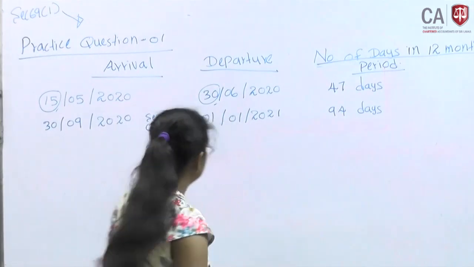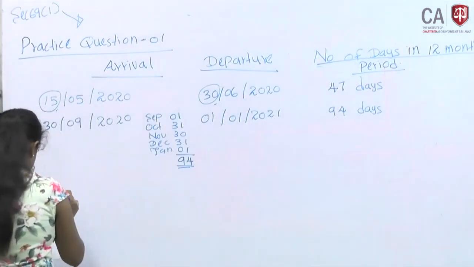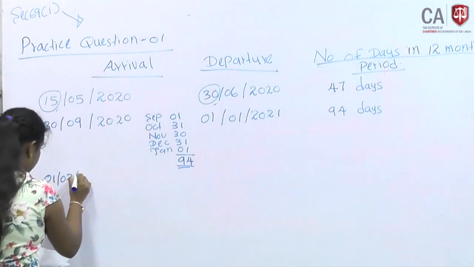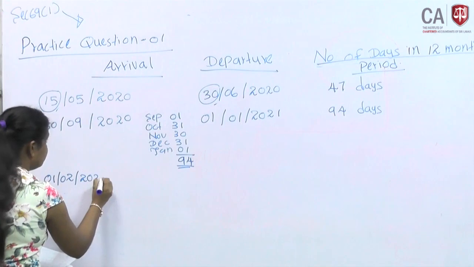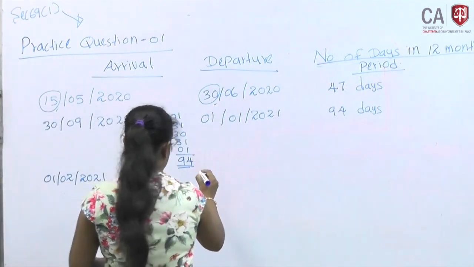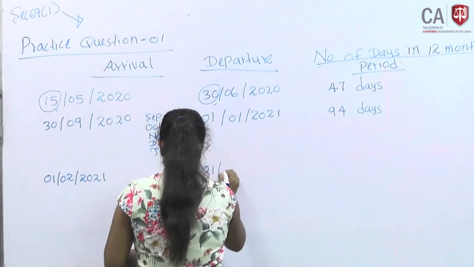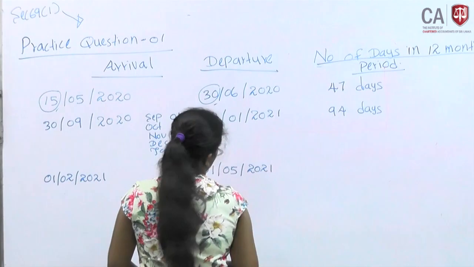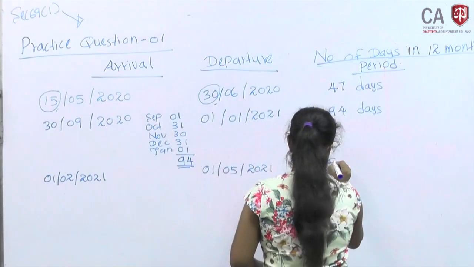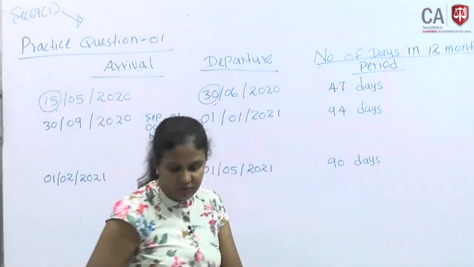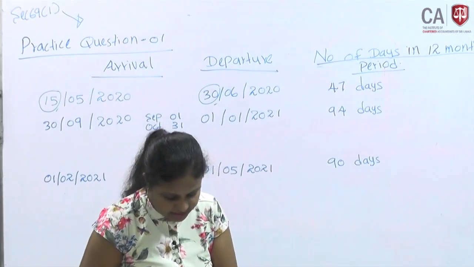After that, next, he first arrived on 1st February 2021 and departure happened on 1st May 2021. How many days? 90 days. Now we have analyzed the number of days.